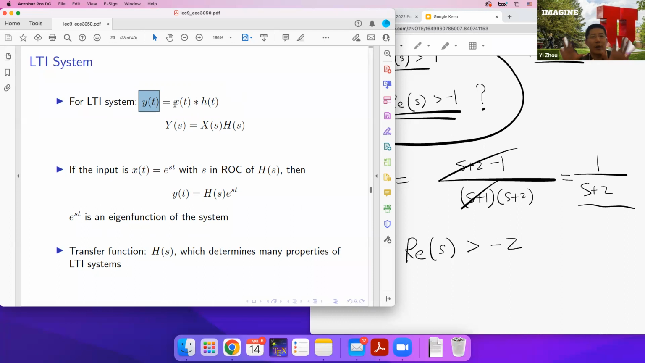Now we can take the Laplace transform on both sides. So we have capital Y(s) equals, by the convolution property, convolution in time is transformed into multiplication in the S domain. So this is the equation in the S domain. And this is more general than the Fourier transform, because in the Fourier transform we only consider this equation restricted to the imaginary axis. But now with the Laplace transform, we can discuss this in the entire complex domain.